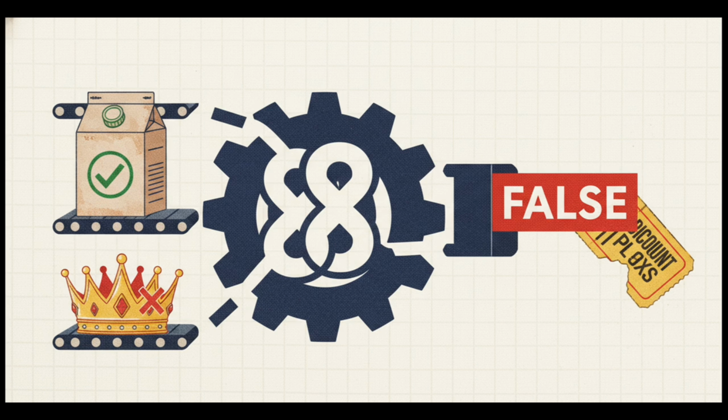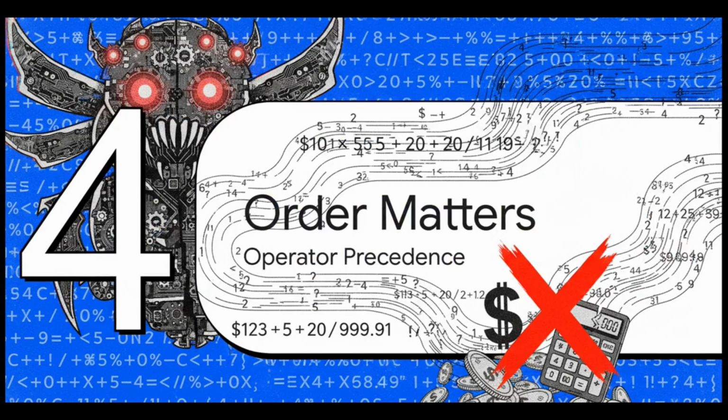This matters because it strictly protects the store from giving away unearned discounts to just anybody who happens to buy milk. Section 4. Order matters. Okay, we have arrived at our final challenge. This is our final boss bug.